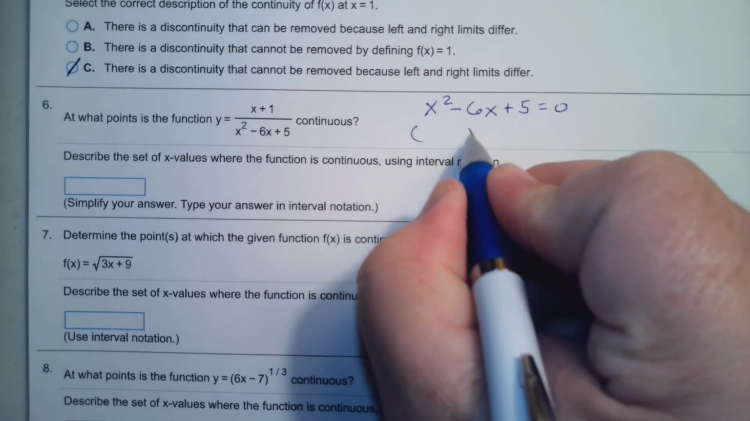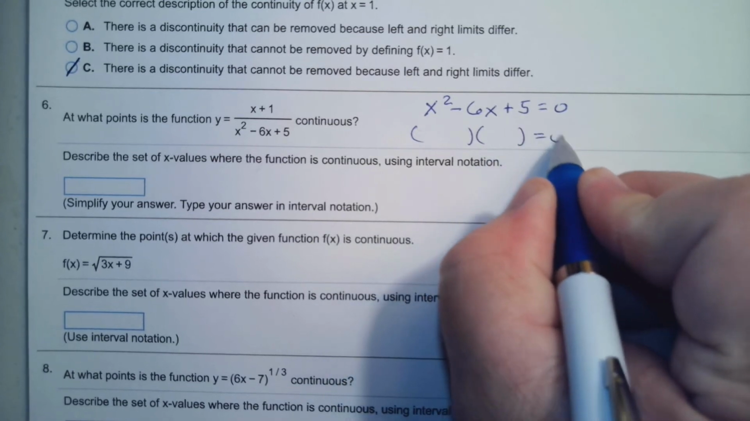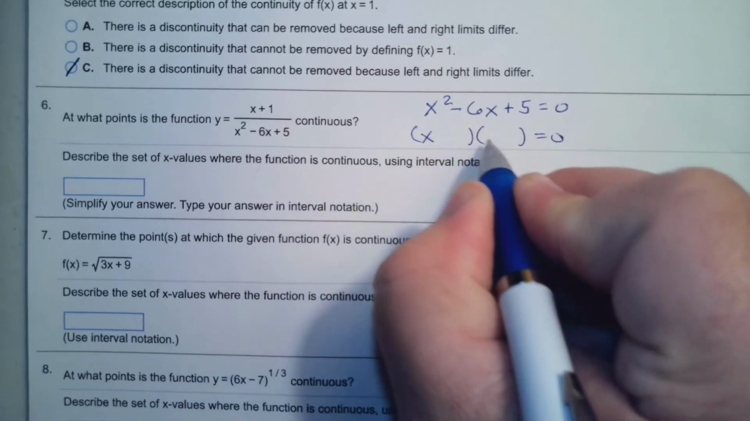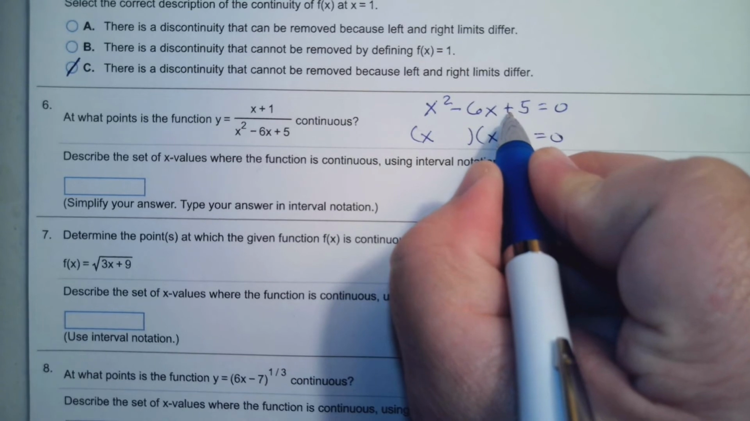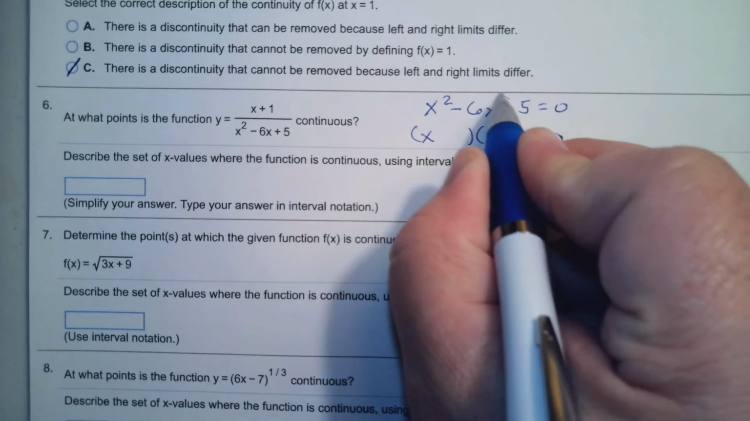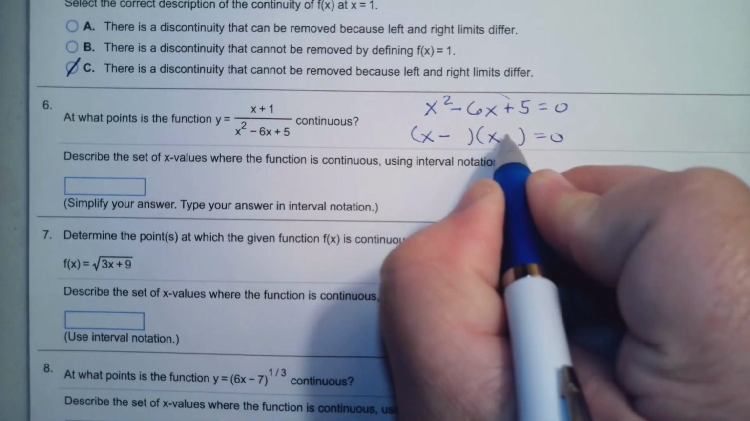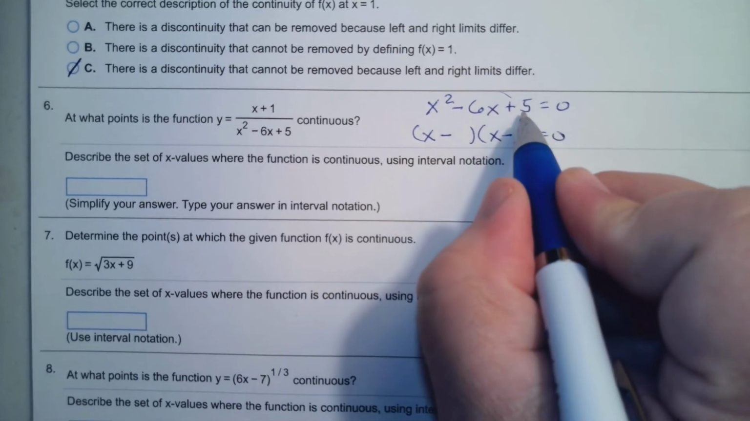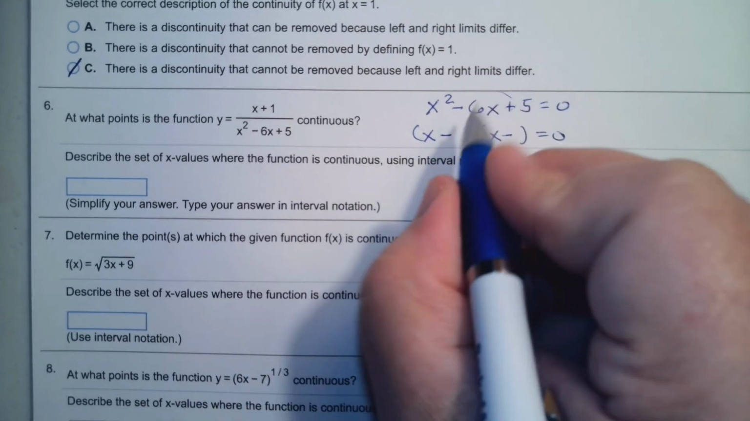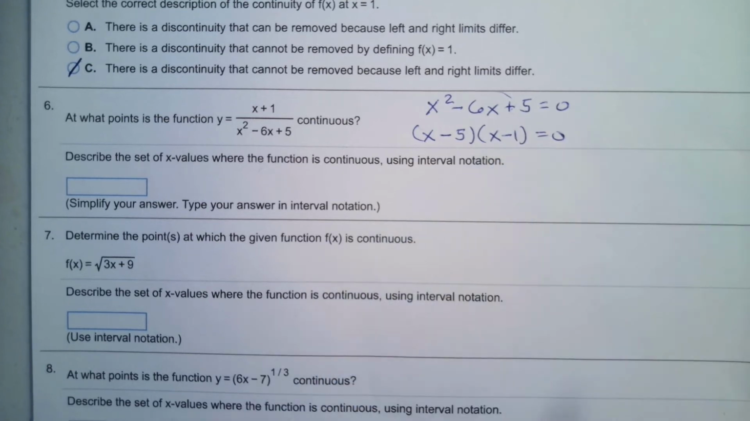So let's factor it. Since it's x and x, and the second sign is a plus, both signs are the same. They're both the first sign, so they're both minus. What times what is 5, and when you add them, you get 6? 5 and 1.